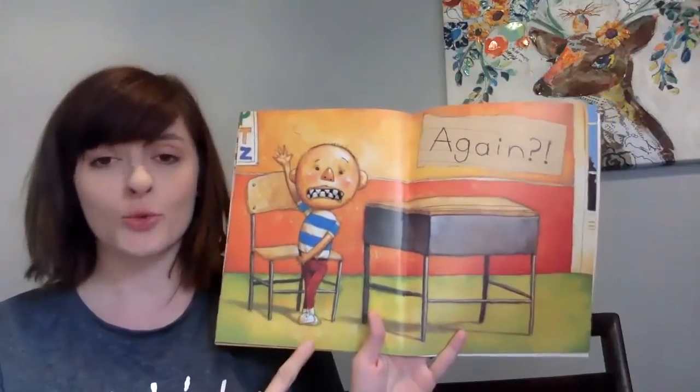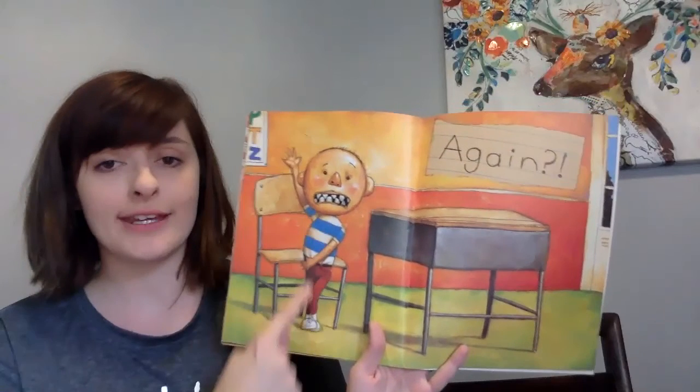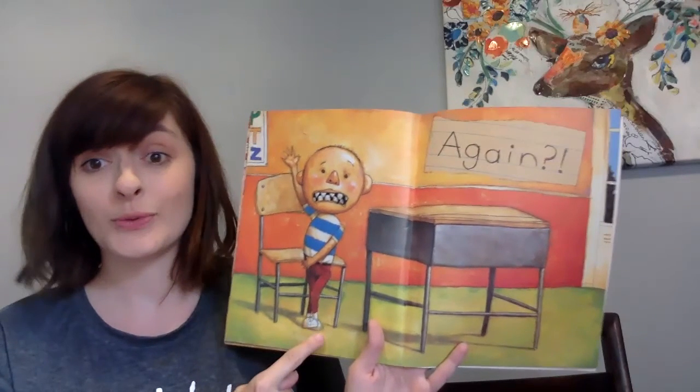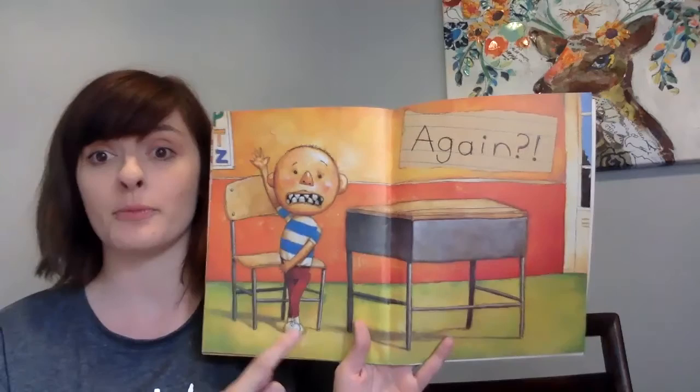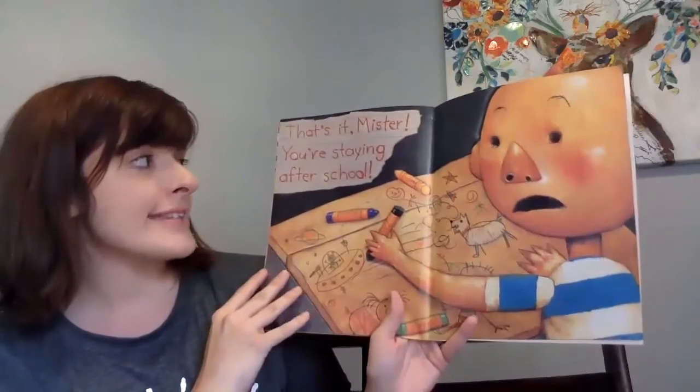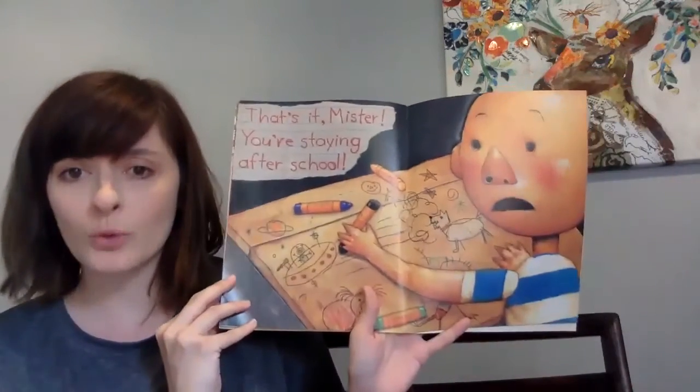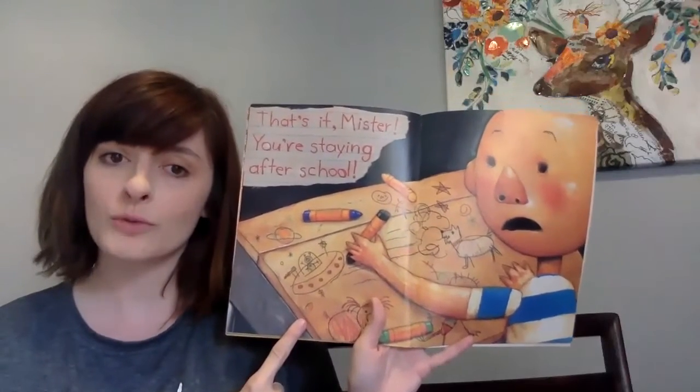"Again?" So I asked you to make a prediction. What do you think he needs? He's holding himself and doing the potty dance, right? He needs to go to the bathroom. "Again? That's it, mister. You're staying after school." Why does he have to stay after school?